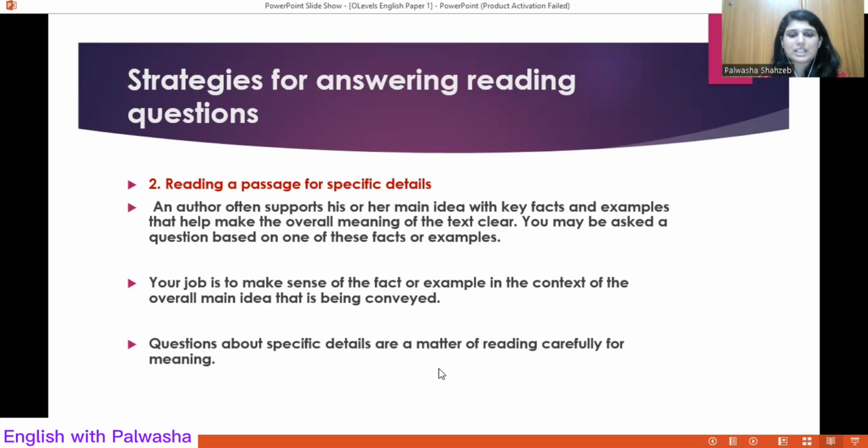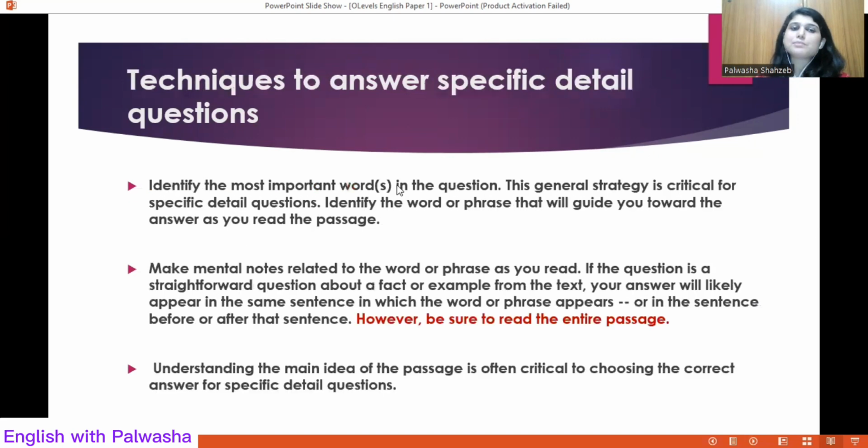Questions about specific details are a matter of reading carefully for meaning. For questions which ask for specific details, you need to read carefully, embedding the exact meaning into your answer. All right. There are some techniques to answer specific detail questions. Now let's read. Identify the most important word or words in the question. This general strategy is critical for specific detail questions.